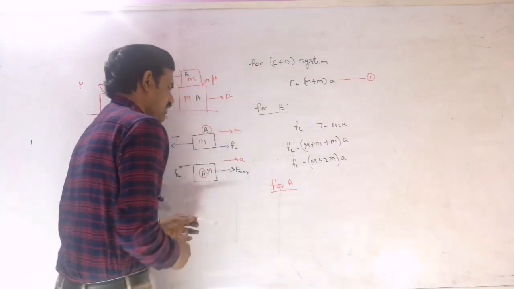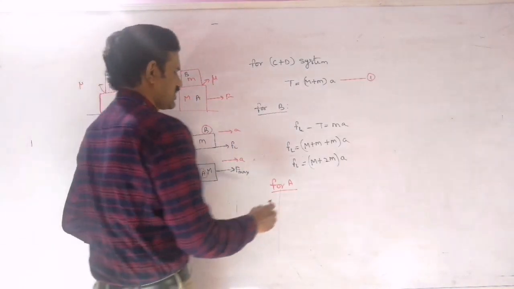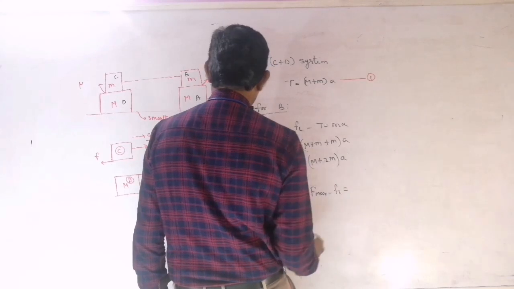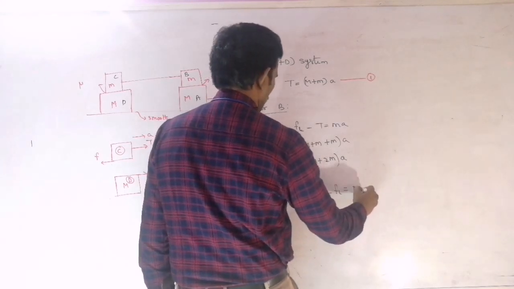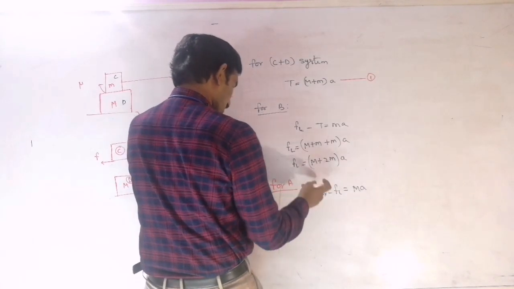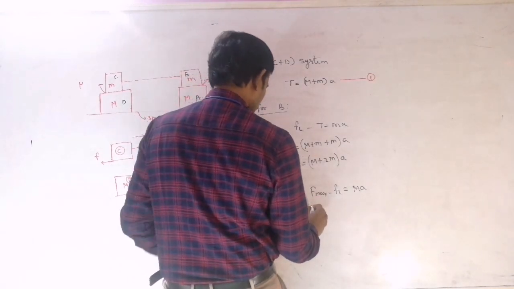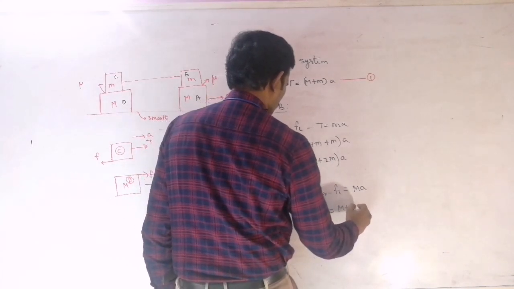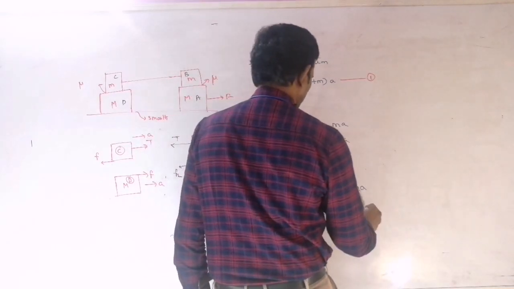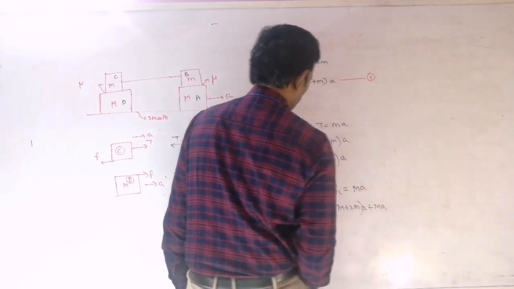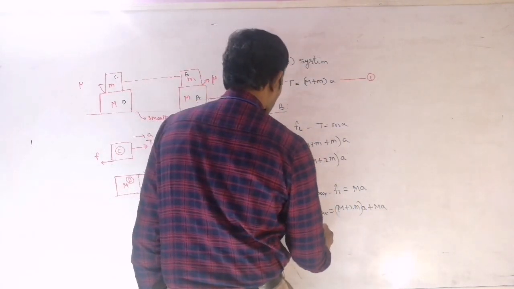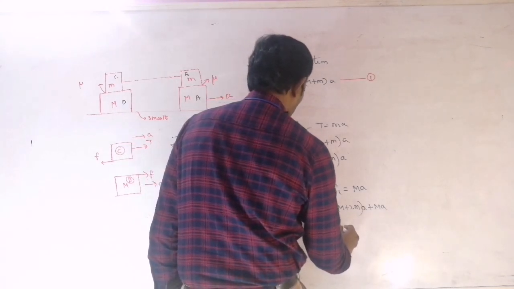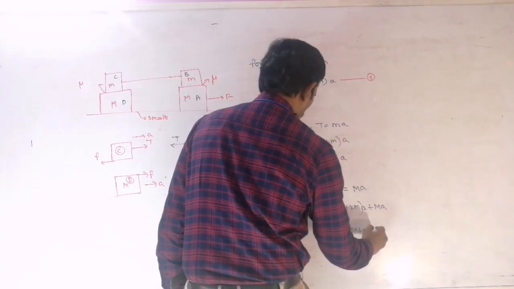Now for block A, if you take the free body diagram, which we already mentioned here, let us write the force equation. This is F maximum minus F limiting is equal to MA. For F limiting, you can substitute this value here. Therefore, this F maximum is equal to (M plus 2M) into A plus MA. And therefore, we can write F maximum is equal to 2 of (M plus M) into A.